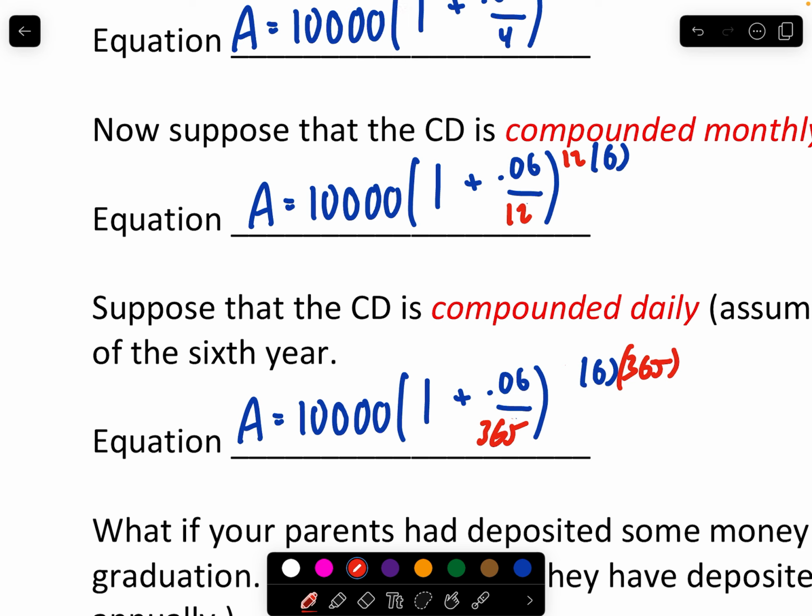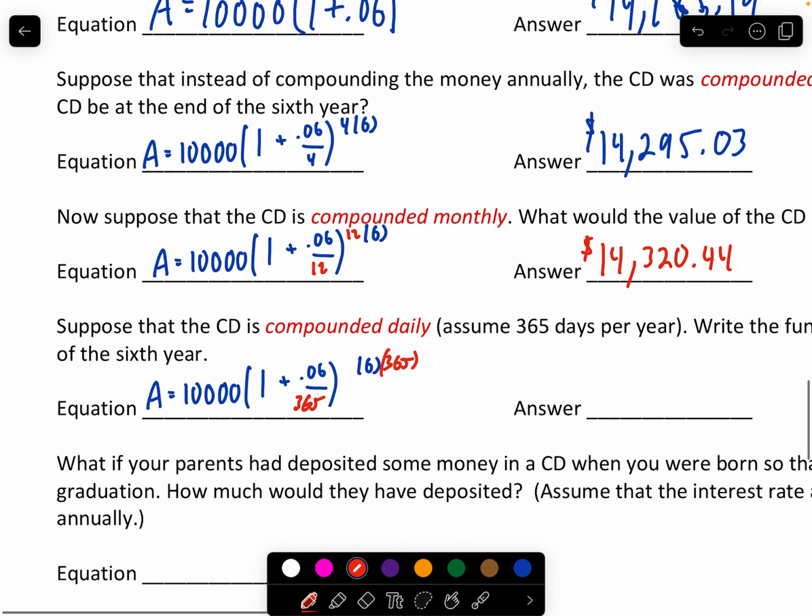Okay, and we can go straight to our calculator at this point, type in 365 for both ends, and we should see that we're going to get more money than the first 3. And we did get a little bit more money than the last one, $14,332.87.